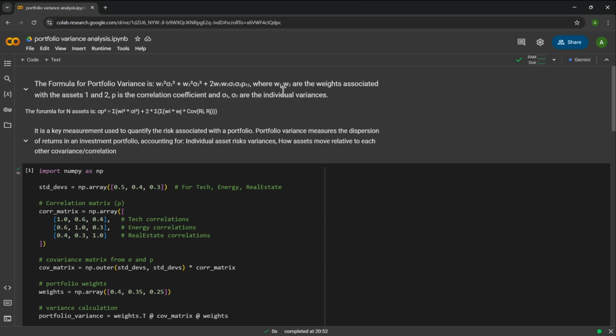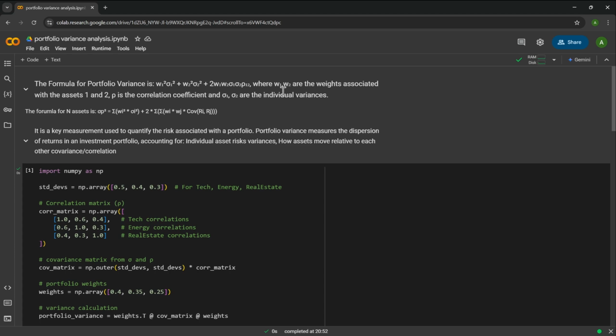This is Anirudh here, and today we're going to be looking at portfolio variance analysis. So, what is portfolio variance? It is basically a key measurement that is used to quantify the risk associated with a specific portfolio. A portfolio has a lot of, let's say, stocks and other commodities. Portfolio variance is able to measure the dispersion of returns in the investment portfolio, which accounts for key factors like individual asset risk variances and how different assets move relative to each other, which is called the correlation between any two assets.